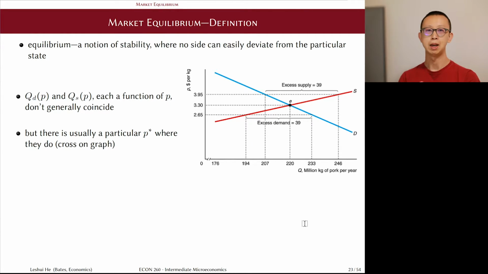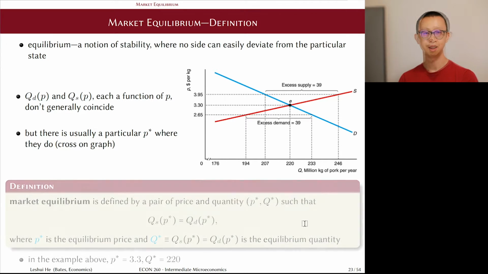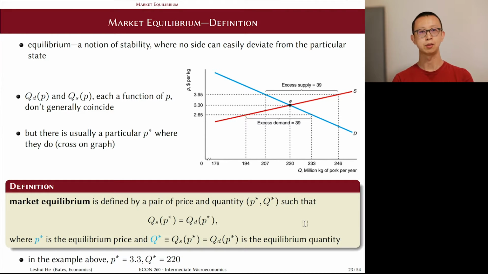So in a graph like this, it's really straightforward for us to point our fingers and say that's the equilibrium. But how do we identify the equilibrium in a way that does not involve pointing? It turns out the general definition of market equilibrium is the following. And bear with me as I unpack this package of notations.